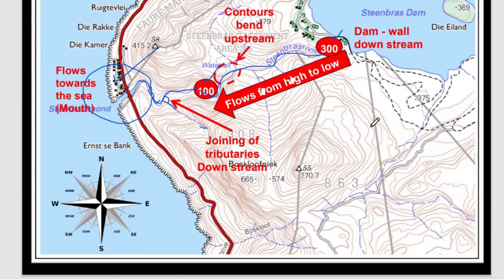And also, if you are to check the bending of the contour lines which are crossing the river, if we check around this area, we are seeing the contour lines are like this. Around this area, the contour lines like that.